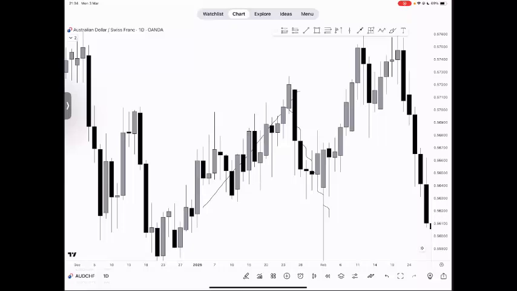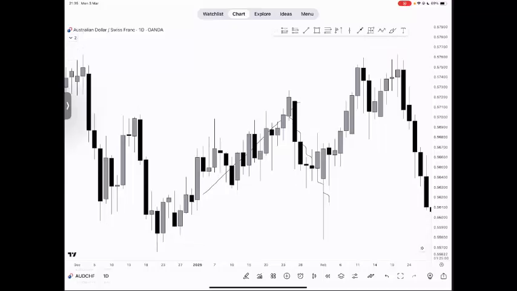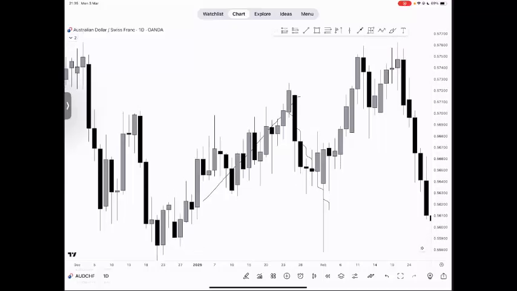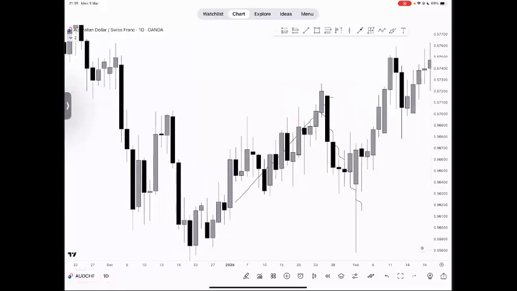The main purpose of this course is to learn how to put everything together with other confluences. We're not trading just candlesticks, but you need to understand how the candlesticks work. Now, over to more examples.